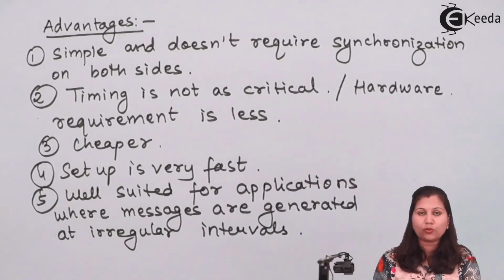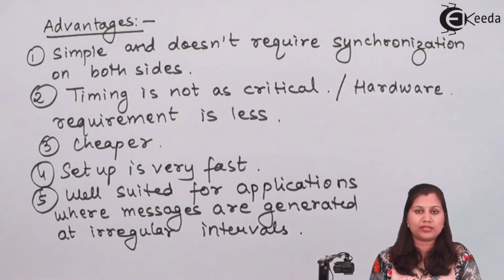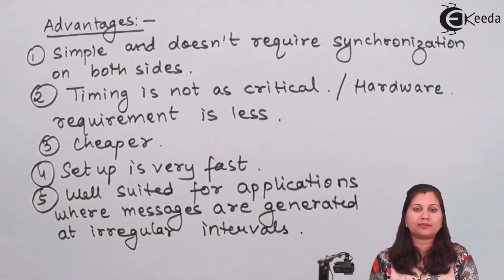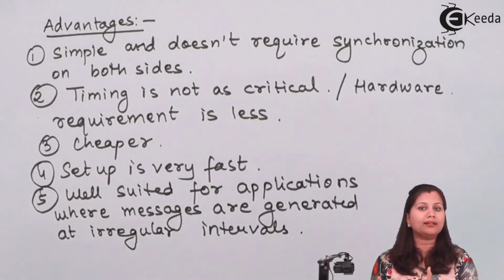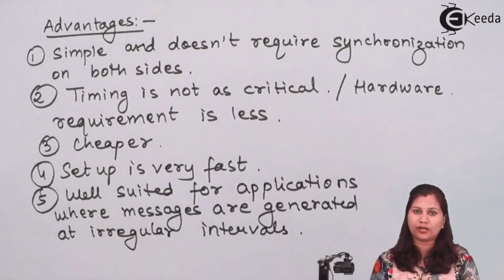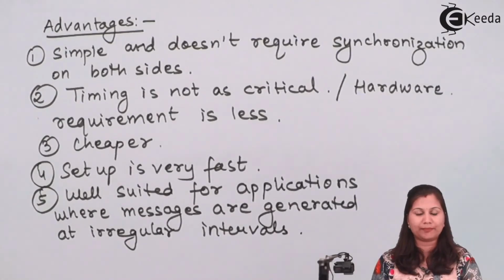So in this video, we studied the types of serial data transmission schemes. The two data transmission schemes are the synchronous data transmission scheme and the asynchronous data transmission scheme. And we also studied how the data is transmitted in these two schemes, along with their advantages and disadvantages. I hope that this topic is clear to you.